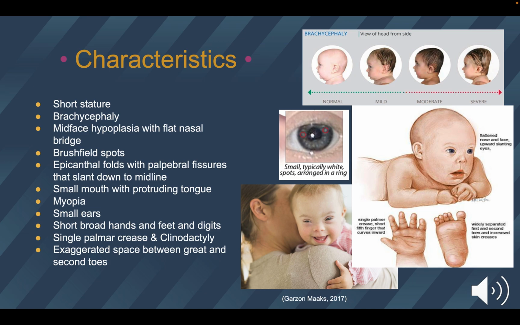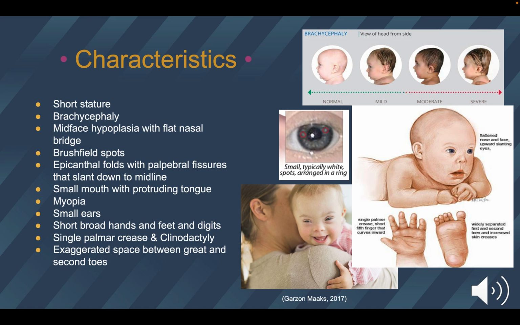Then we have brachycephaly, which means that the back of the child's head becomes flattened. As you can see on the upper right picture, the back of the head becomes flatter as the condition becomes more severe. Then we have midface hypoplasia with flat nasal bridge. In other words, they tend to have a flatter nose.